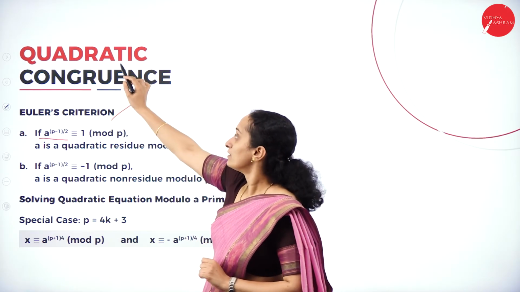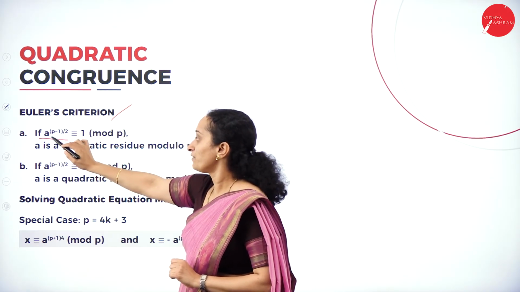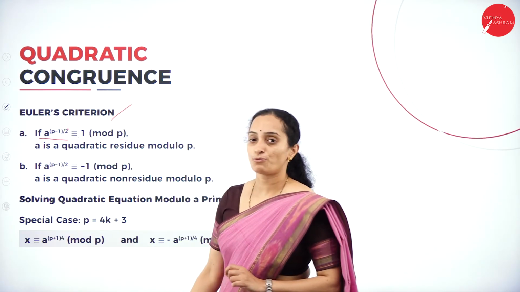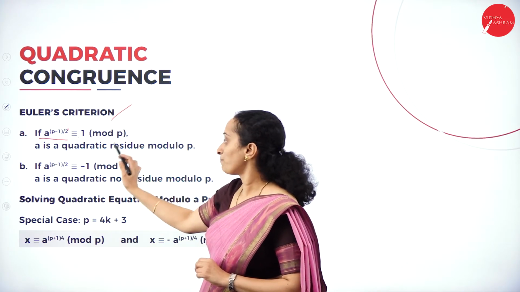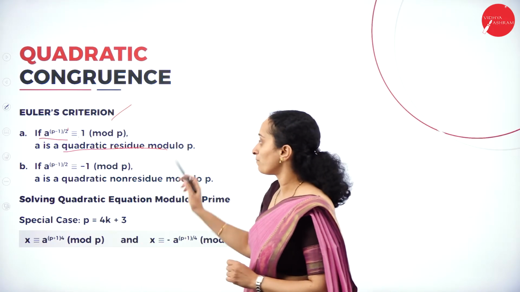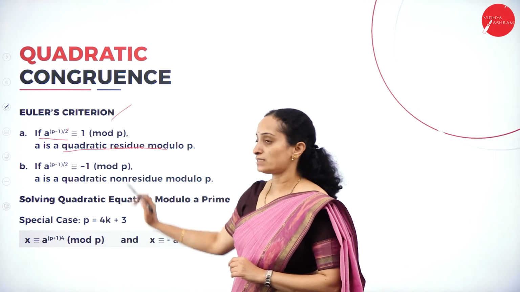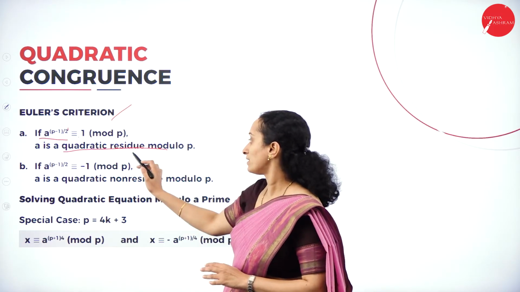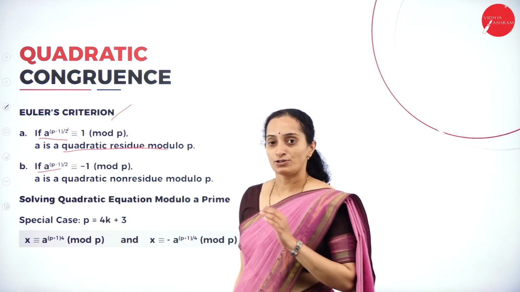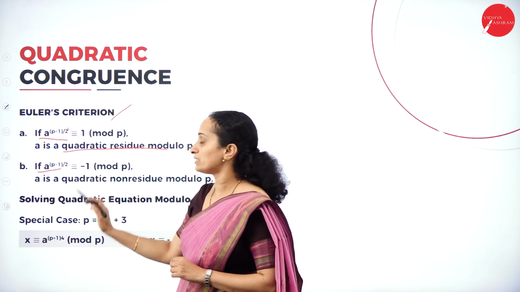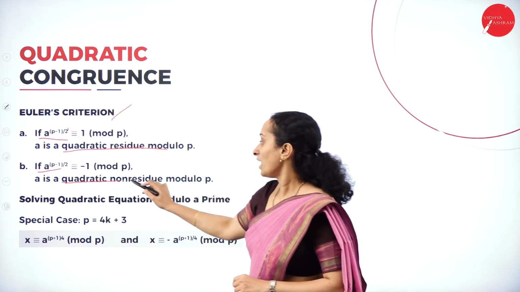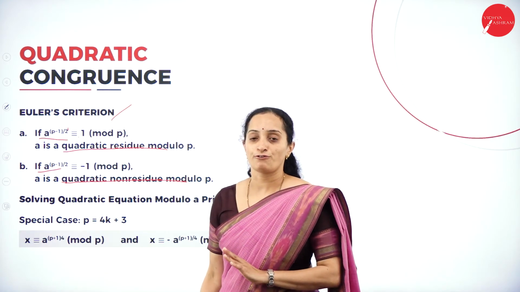Euler's criterion with the quadratic congruence: if a to the power of (p minus 1)/2 is congruent to 1 modulo p, then a is a quadratic residue of modulo p. We have the quadratic residue, or quadratic remainder, modulo p. If a to the power of (p minus 1)/2 is congruent to minus 1 modulo p, a is a quadratic non-residue of modulo p.